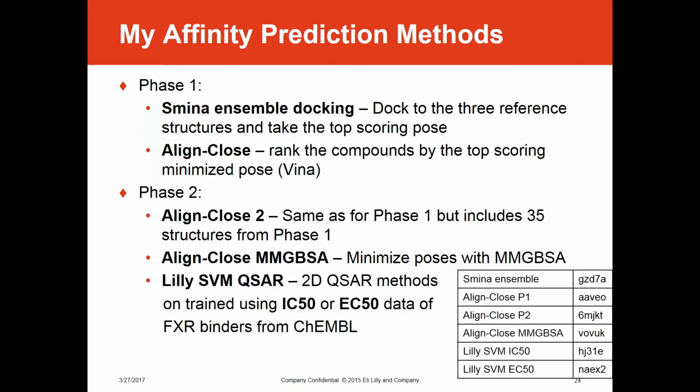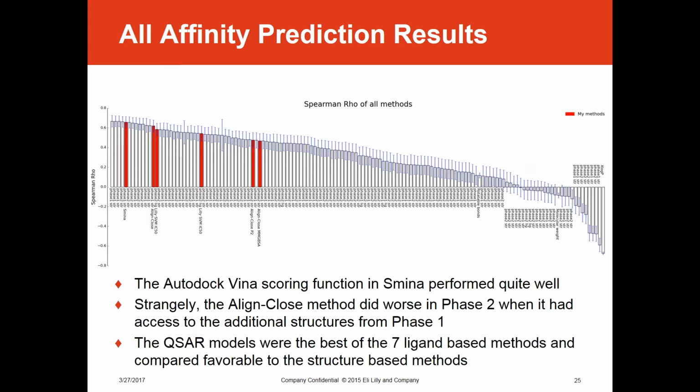Very briefly, I'm going to talk about my affinity prediction. I submitted 5 methods, which I won't go into too much, but the codes are shown here. They're mostly structure-based methods, but there are 2 ligand-based methods as well as 2 QSAR methods. We did okay, I think. My top scoring methods were using the AutoDock Vina scoring function, which is nice because that's quick and cheap.